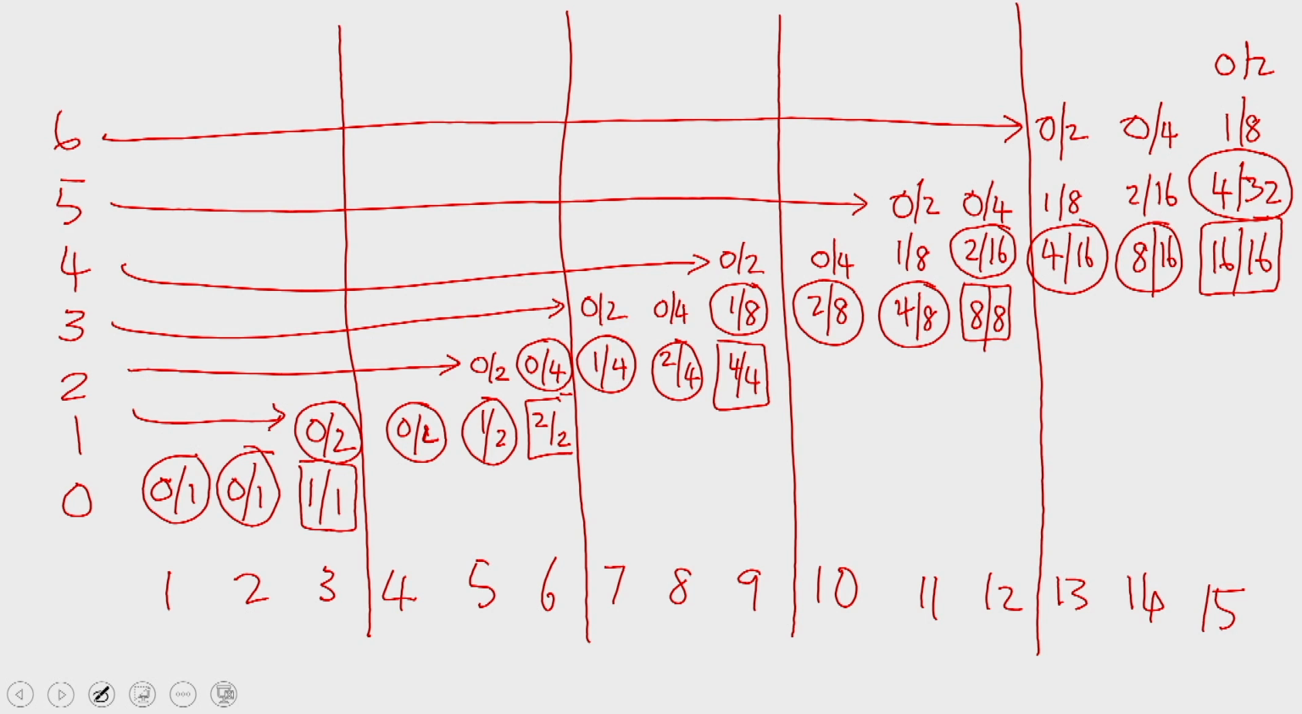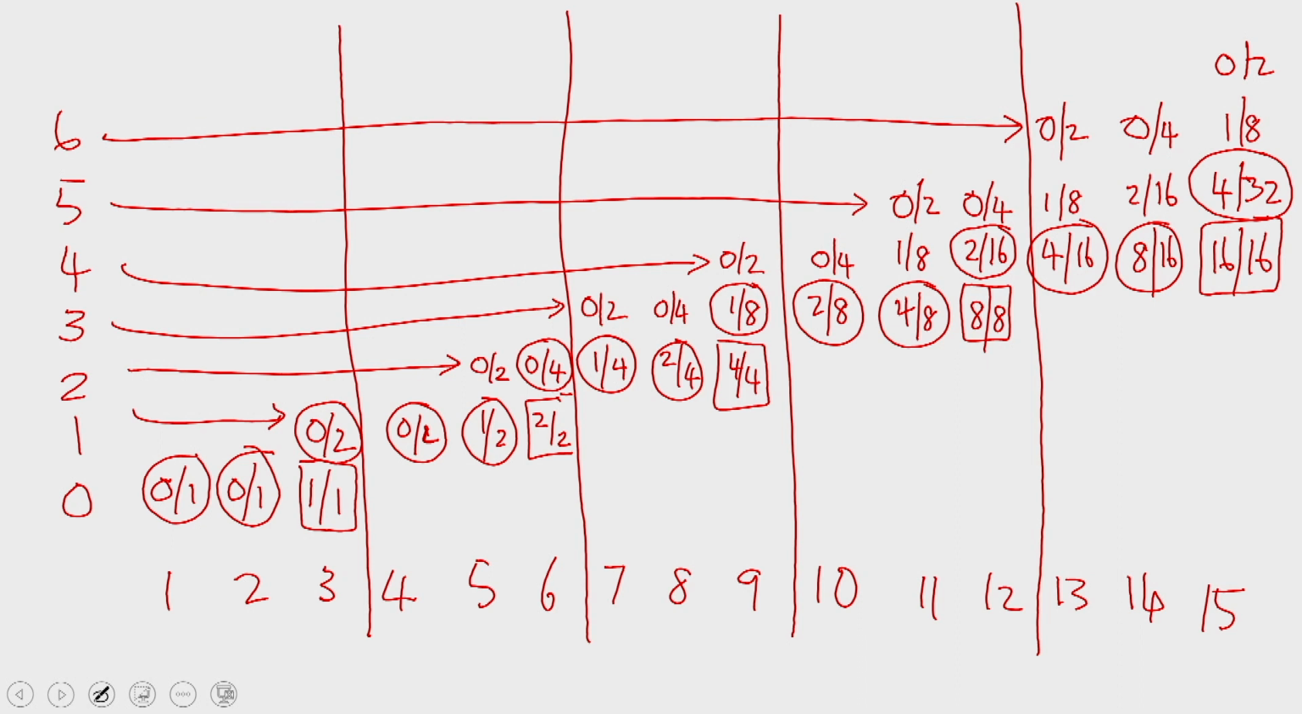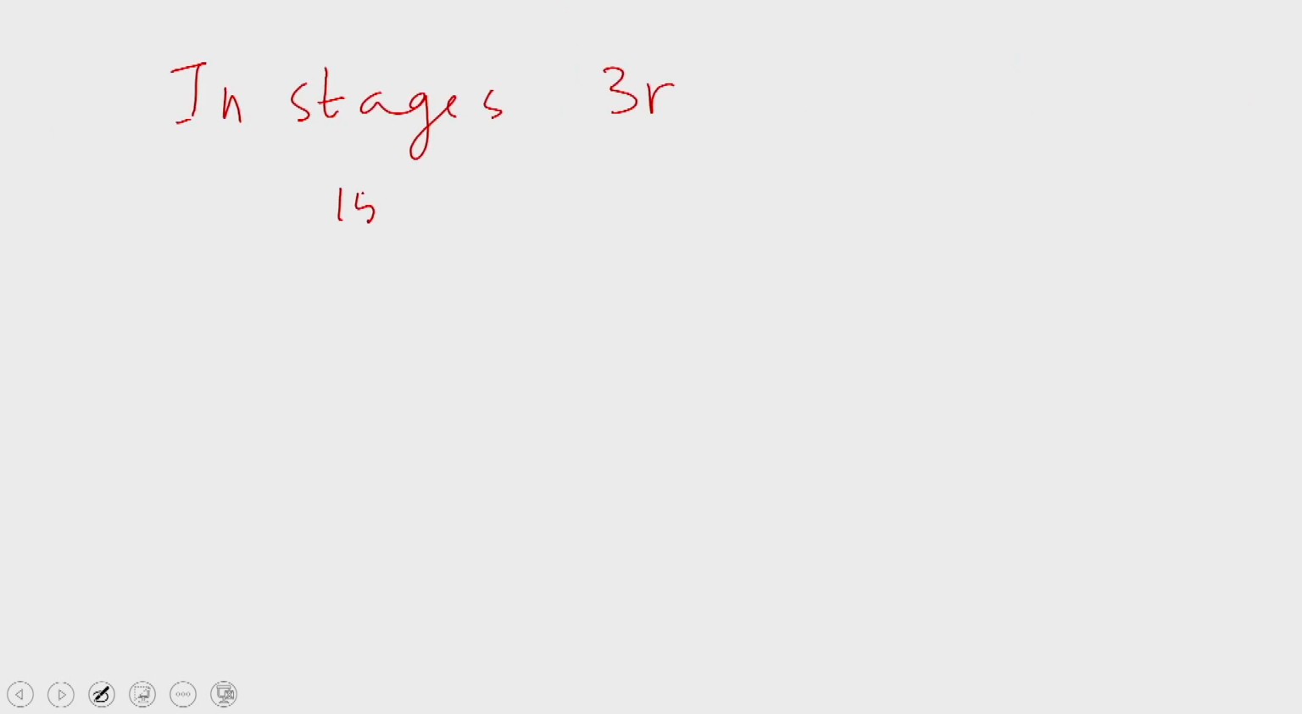So, now let us make some observations. In stage numbers of the form 3R, that is stage numbers which are multiples of 3, for example, when we consider 15, we find that the cache sizes are decreasing: 32, 8 and 2. For example, in the 15th stage, the cache sizes are going 32, 8 and 2, which means the cache sizes are falling by a factor of 4 as you go from children to the parents.